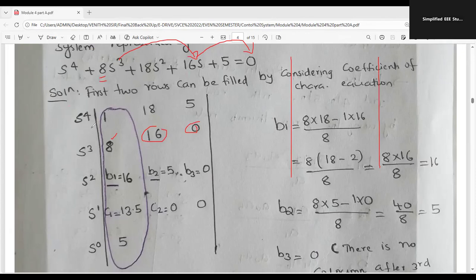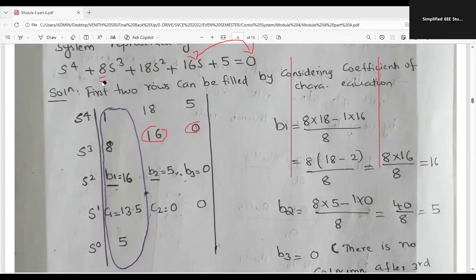In every problem, you are supposed to fill the two rows first. This is my row number 1. This is my row number 2. If you know these two, definitely the remaining Routh array can be filled very easily. I'll let you know how to fill the remaining Routh array.